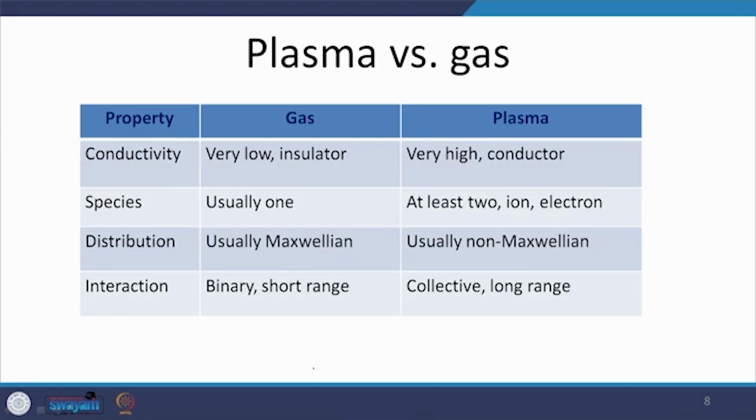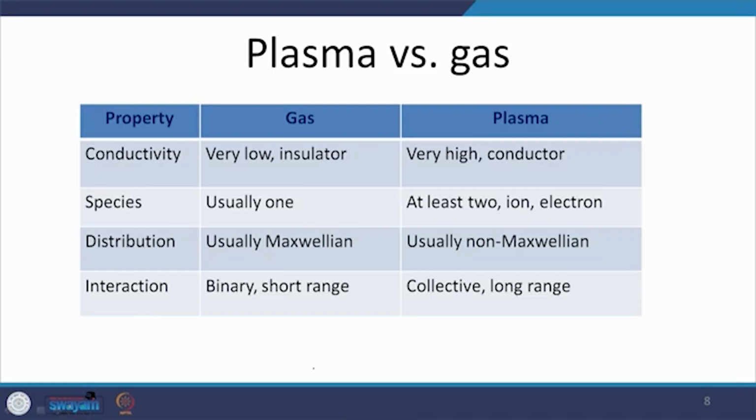Now, one thing is very clear at this point of time. What is it? Plasma is nothing but an ionized gas, right. So, how do we differentiate plasma from a gas? Depending on these four properties, we can say what is plasma and what is a gas.